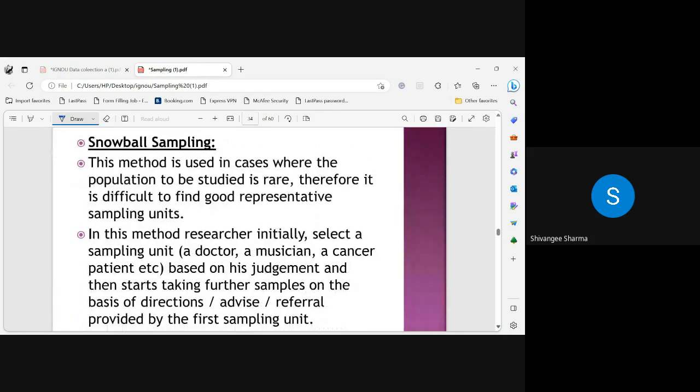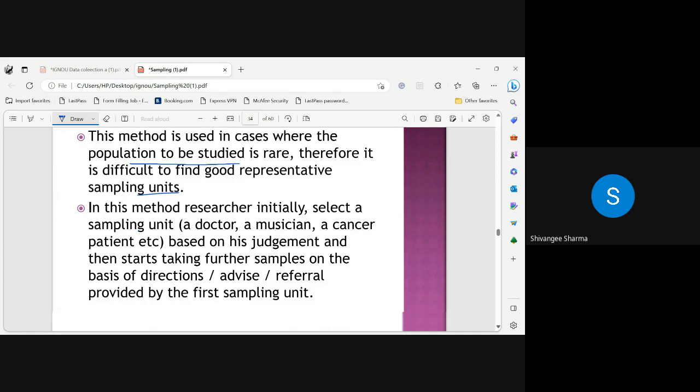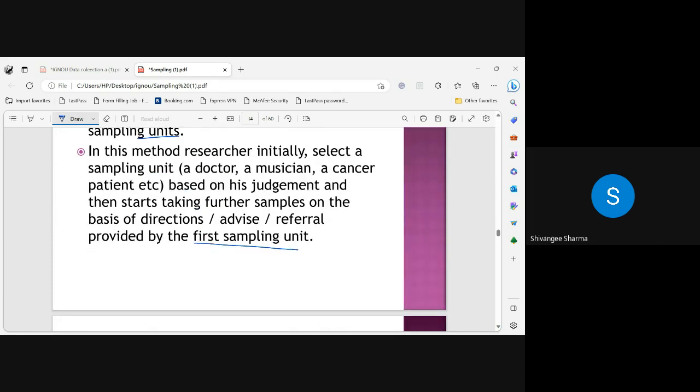Snowball sampling. Snowball sampling is a method used in cases where the population to be studied is rare. छोटा होता है, कम पॉपुलेशन होता है या रेयर पॉपुलेशन होता है, तब हम स्नोबॉल सैम्पलिंग यूज करते हैं. गुड रिप्रेजेंटेटिव सैम्पलिंग यूनिट्स का हमको अवेलेबल नहीं होता है. सो इन दिस मैथड रिसर्चर इनिशियली सेलेक्ट अ सैम्पल यूनिट based on his judgment, and then starts taking further samples on the basis of directions, advice, referrals by the first sampling unit.